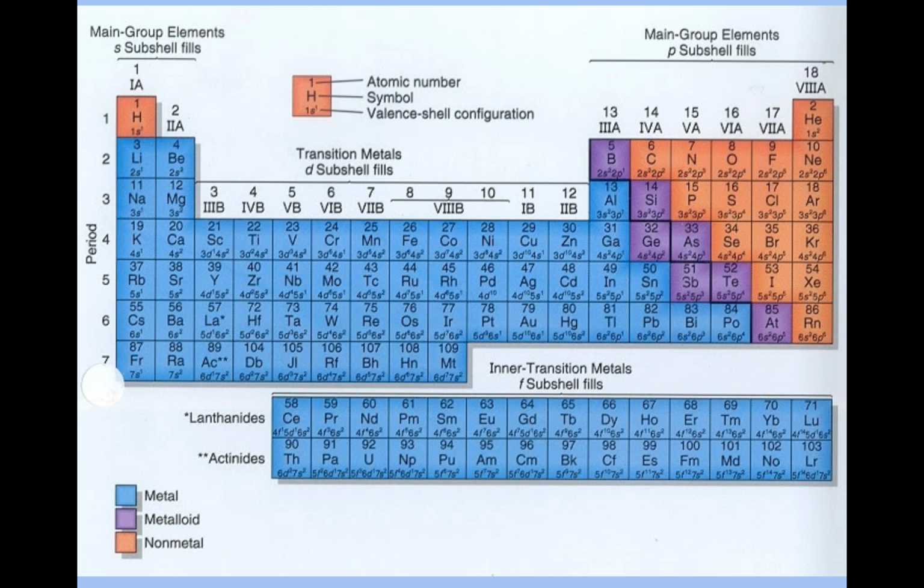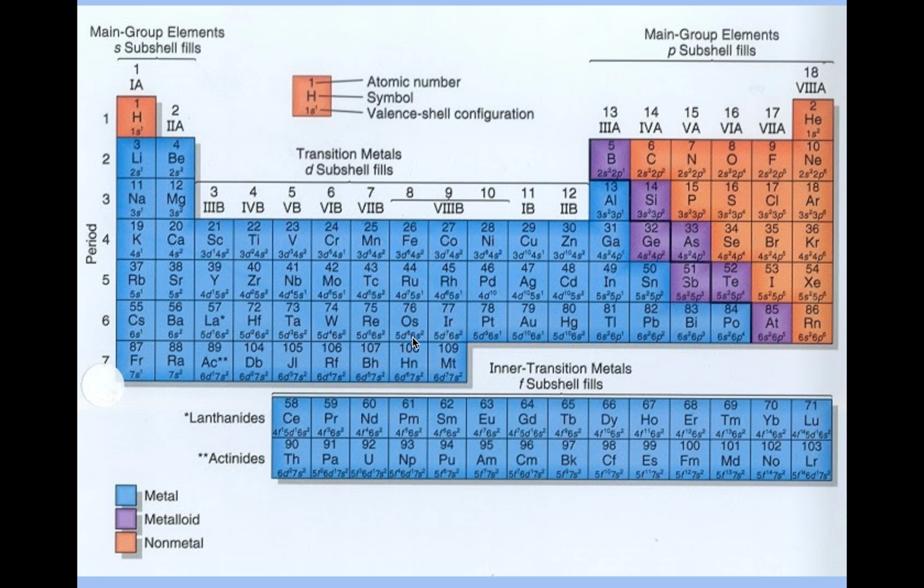So remember, the metals are everything colored in blue on this periodic table to the left of the stair-step line. The purple ones are the metalloids, and the orange ones are the nonmetals. So the metals all tend to form positive ions, and the nonmetals form negative ions, except for group 18. Group 18 are the noble gases, and they don't need to gain or lose any electrons because remember, they already have a full valence.